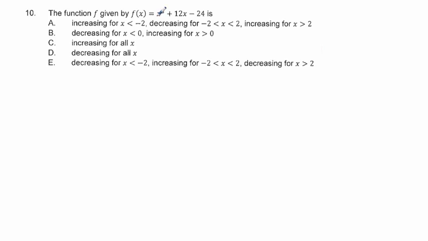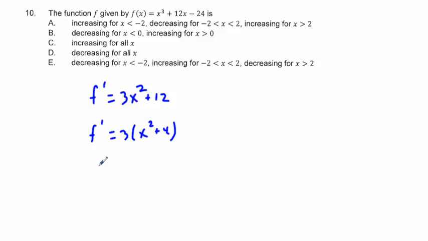Next problem, 10. A function f is given by f of x equals x cubed plus 12x minus 24, and we're asked which of these answer choices is true. So we're going to take f prime of this. We're going to get 3x squared plus 12. And factoring out a 3, f prime is equal to 3 times quantity x squared plus 4. And so dividing by 3 and setting equal to 0, we have 0 equals x squared plus 4.